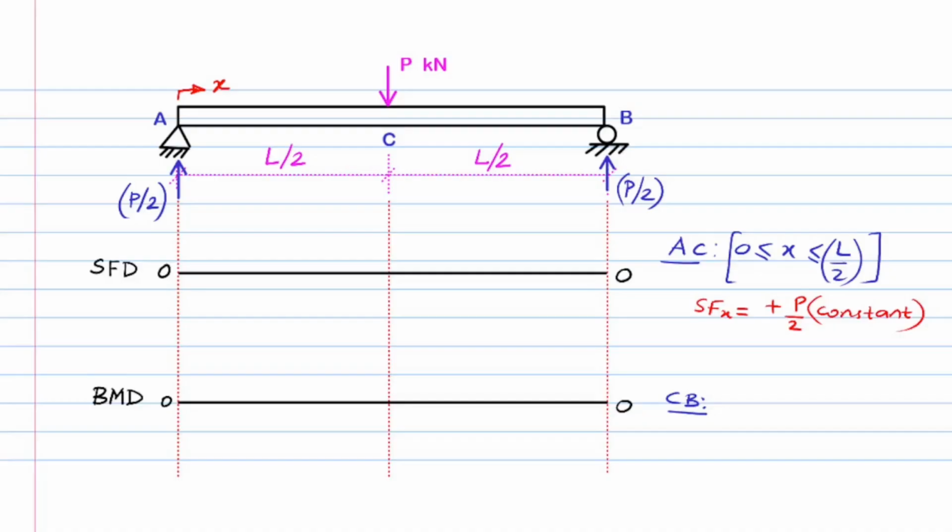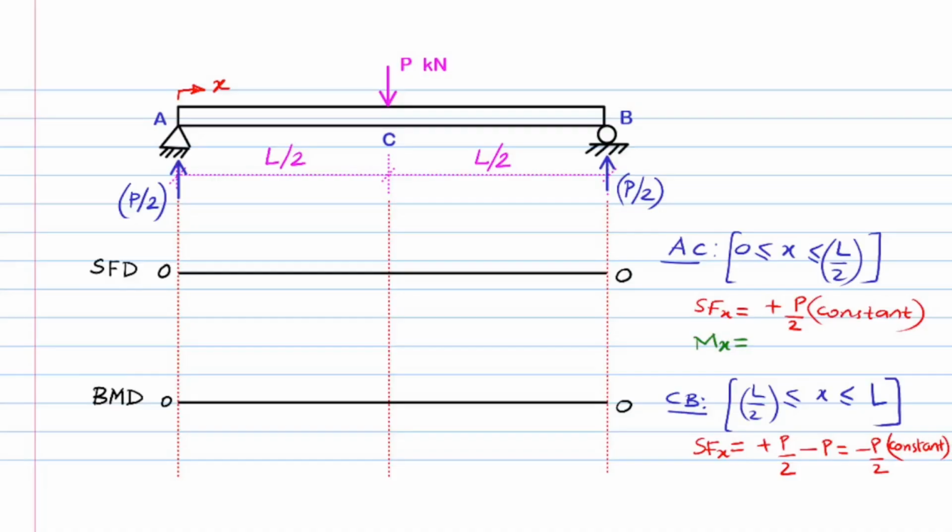For region CB, for which x is greater than or equal to 1/2 L and less than or equal to L, the shear force at x equals plus P over 2 minus P, which gives minus P over 2 kilonewtons and is also a constant value.